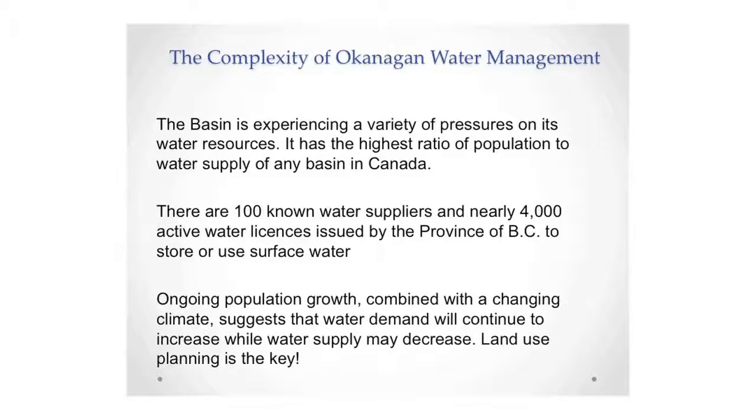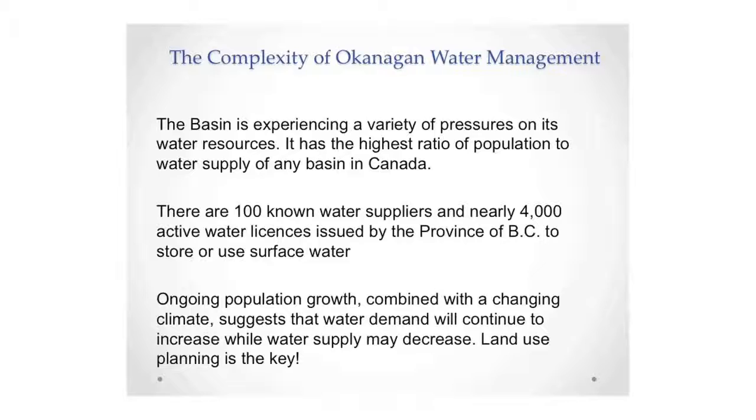So, the complexity of Okanagan water management. The basin is experiencing a variety of pressures on its water resources, and it has the highest ratio of population to water supply of any basin in Canada. The reverse of that is the least amount of water available per person in the country. So we're really limited. Water is a limited resource.